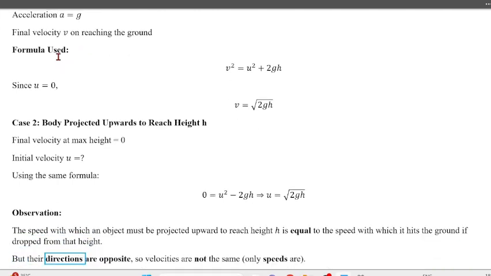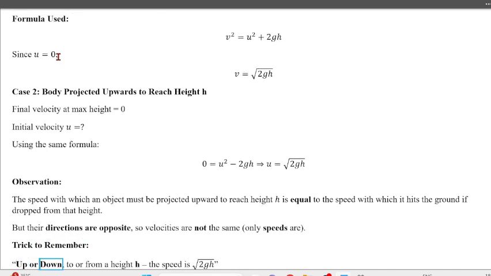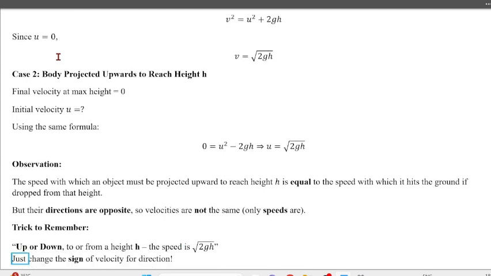But their directions are opposite, so velocities are not the same, only speeds are. Trick to remember: up or down, to or from a height h, the speed is square root of 2gh. Just change the sign of velocity for direction.